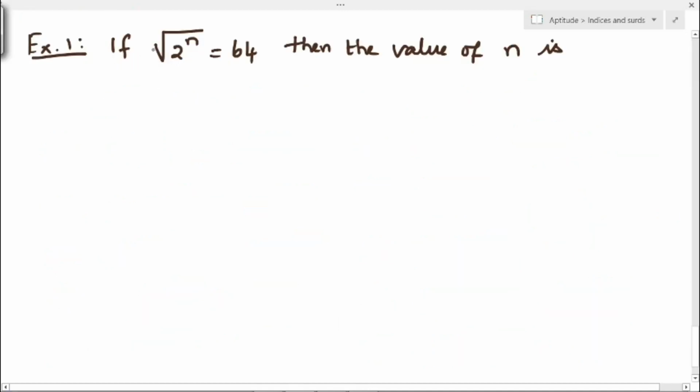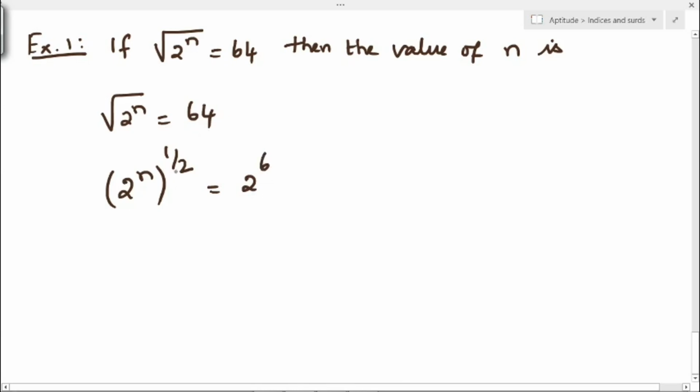First example: if (square root of 2) to the power n equals 64, then the value of n is? We have to find the value of n. First we consider (root 2)^n = 64. The root 2 can be written as 2^(1/2), so it becomes (2^(1/2))^n. Since the base is 2, 64 can be written as 2^6, because if you multiply 2 six times, you will get 64.